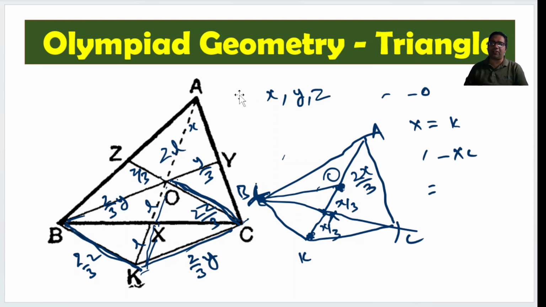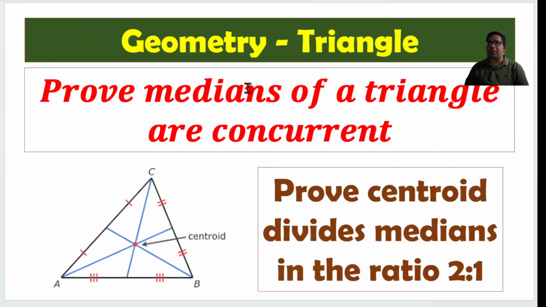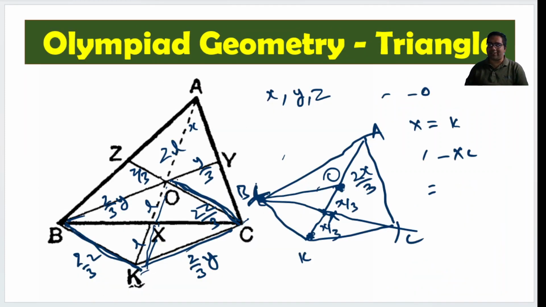This is really important. Hope you understood this. If you haven't understood, please message, I will take this again. First, understand the proof of concurrency of medians and the centroid dividing medians in the ratio 2 is to 1. Once we understand the proof, this becomes a cakewalk.